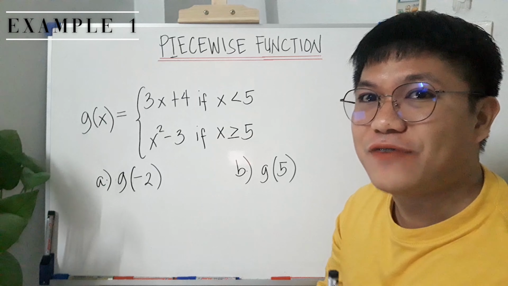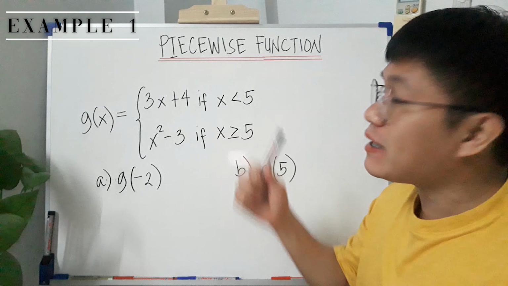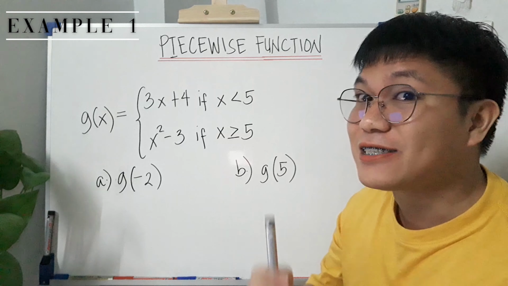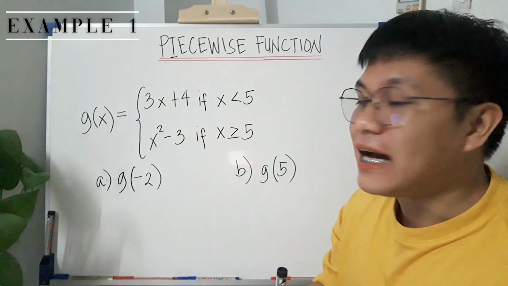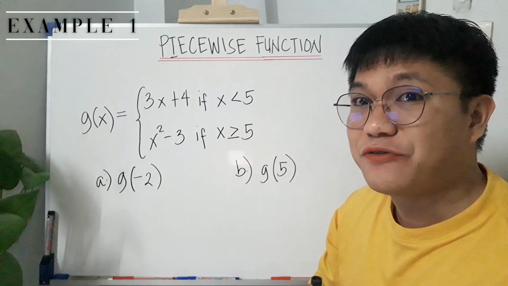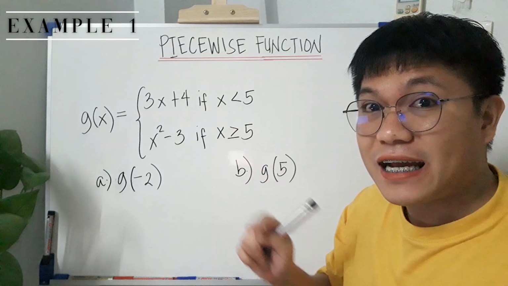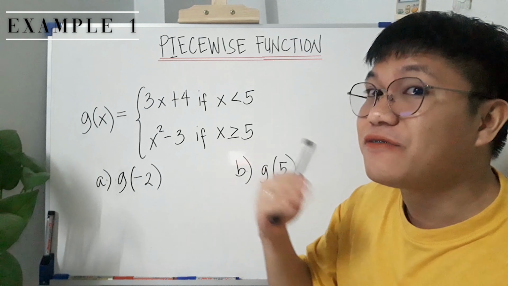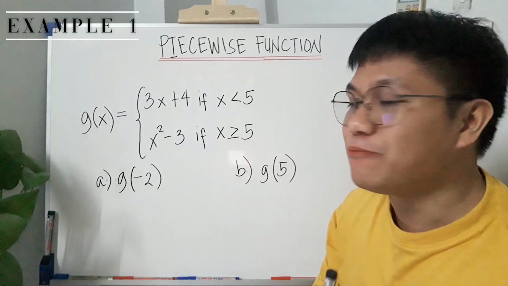Now, the domain of our first formula, 3x plus 4, is defined by the interval x less than 5, which means the values of our domain start from positive 4 down to negative infinity. Whereas the domain of the second formula, x squared minus 3, is defined by the interval x greater than or equal to 5, which means the domain of the second formula starts from 5 up to positive infinity. Okay, let's have an example.